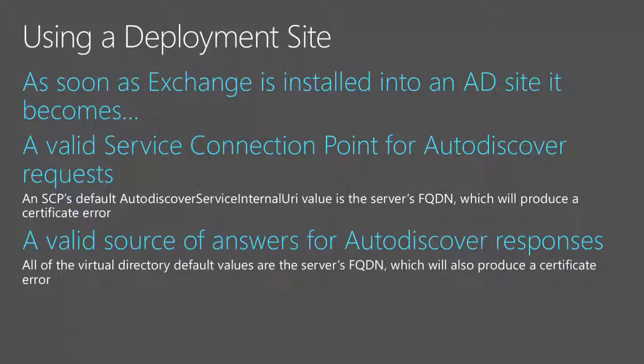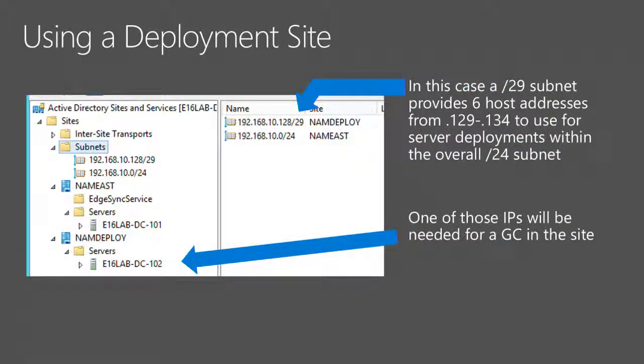So how do we prevent that from happening? We create what we call a deployment site. Now, this isn't doing anything other than leveraging the fact that Active Directory simply allows for sites to have overlapping subnets. So by that, I could have a subnet assigned to one site and then take part of that subnet, or even just a single IP from that subnet, and assign it to another site. And Active Directory will fully respect that and operate that way.